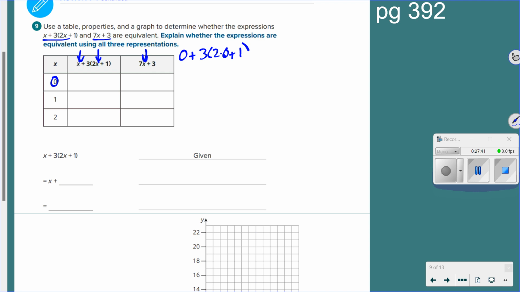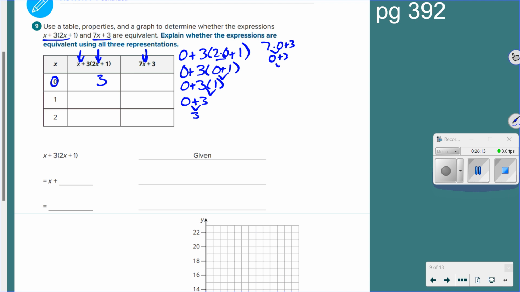Order of operations. Within the parentheses, I still follow order of operations, or GEMDAS, meaning I'm going to multiply that first. So 0 plus 3 times 0 plus 1. Those still get added together. 0 times 3 plus 1. Now we do multiplying before we add. 0 plus 3 gives us an answer of 3. The second one is super easy. 7 times 0 plus 3. Multiply first. 0 plus 3 gives me 3.